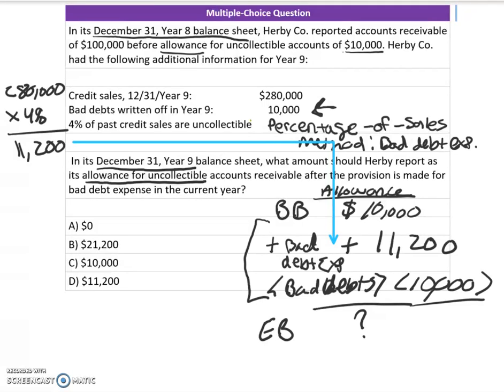So now we can go ahead and calculate this. 10,000 plus 11,200 less that 10,000 again from our bad debts we're writing off. Happens to be the same as our beginning balance. Our ending balance is therefore going to be just the 11,200. That has nothing to do with the bad debt expense calculation. It is just kind of a coincidence that our bad debts written off happens to be the same as our beginning balance. So don't let that confuse you.